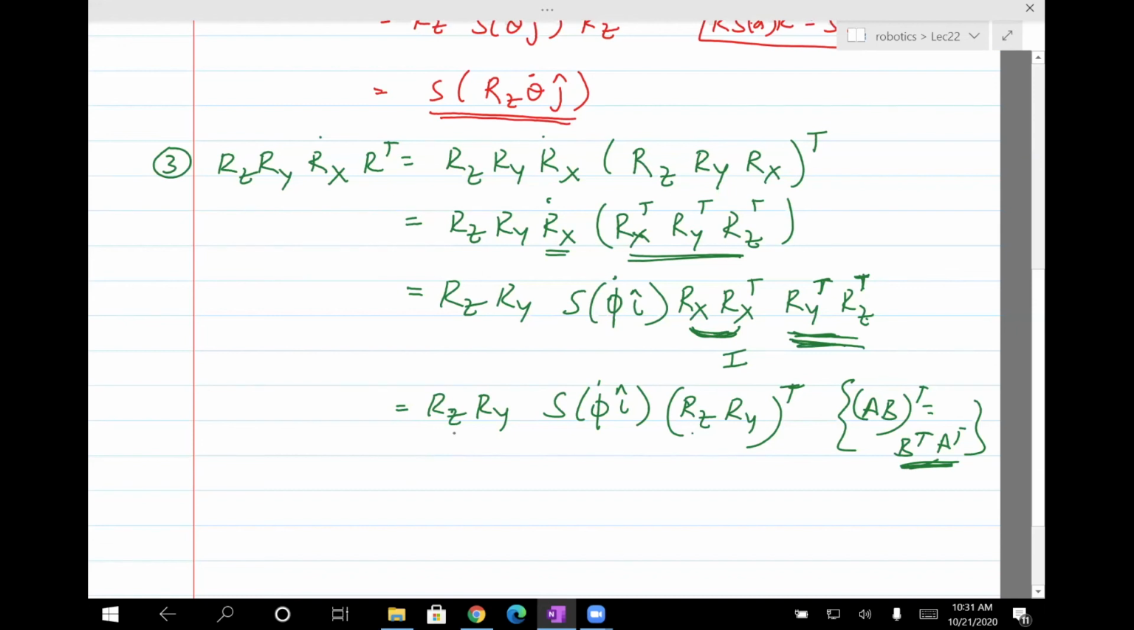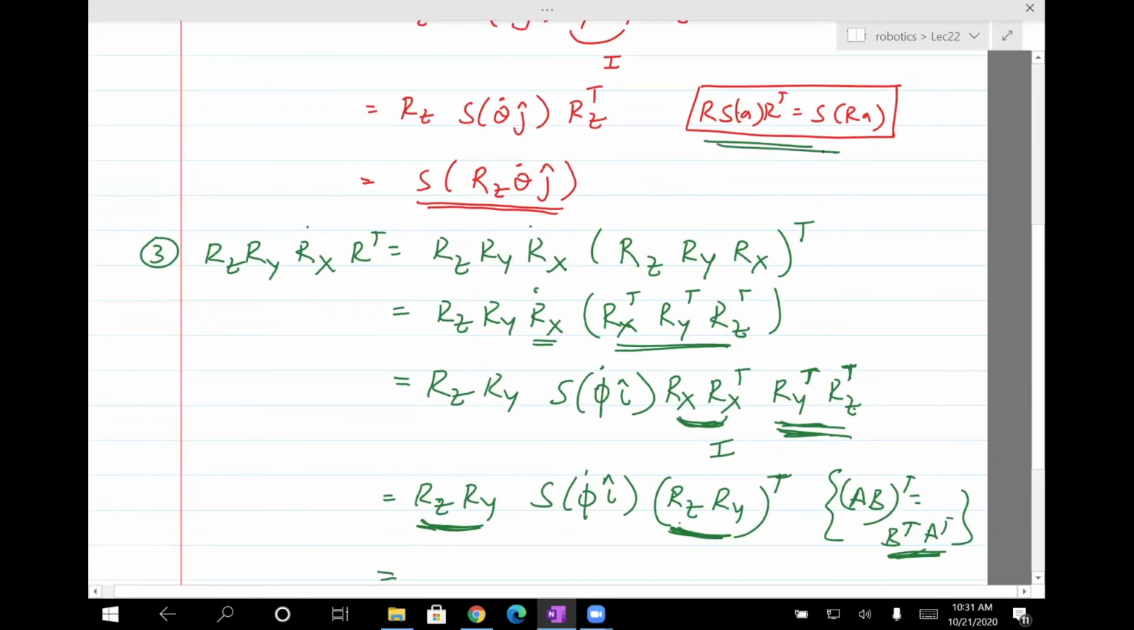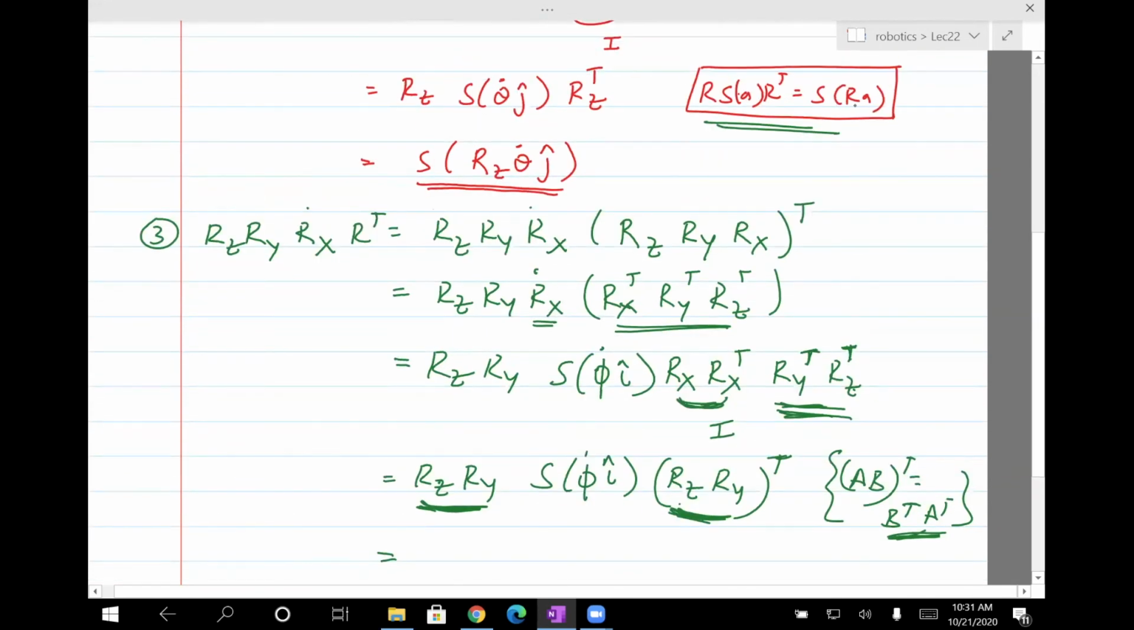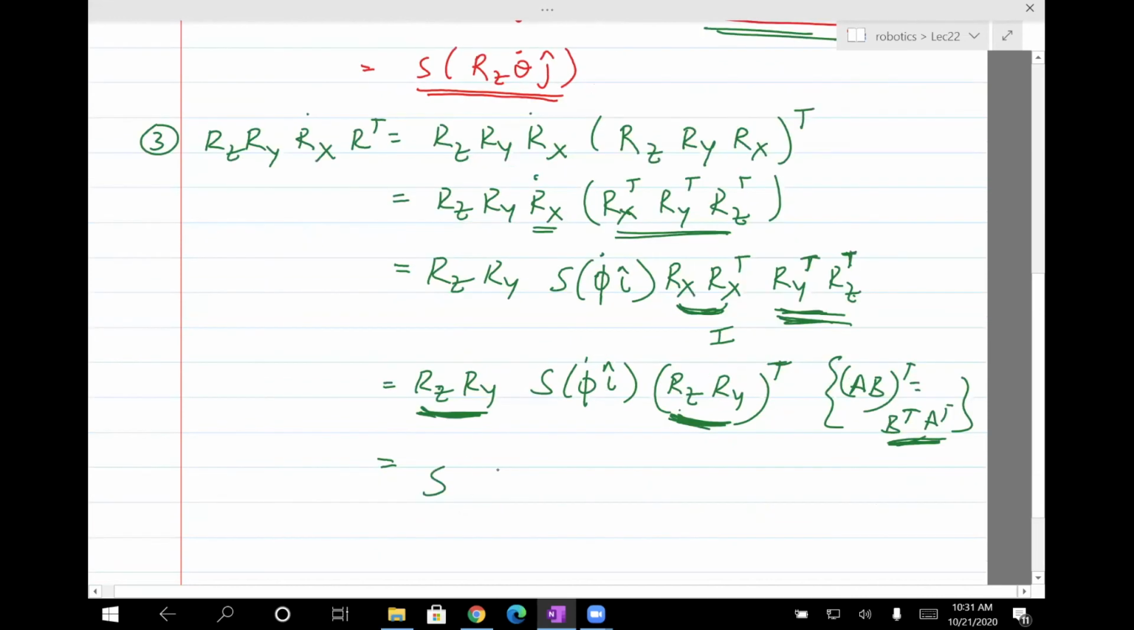So now I have this term and this term, and they look a lot alike. I can now use the same expression I used earlier, which is R S R transpose. So R is Rz Ry, R transpose is Rz Ry transpose, and S of A is this. Then I can write it as S of R times A, so S of R times A, which is the thing in the bracket. Okay, so I took a complicated expression and turned it into S of something.